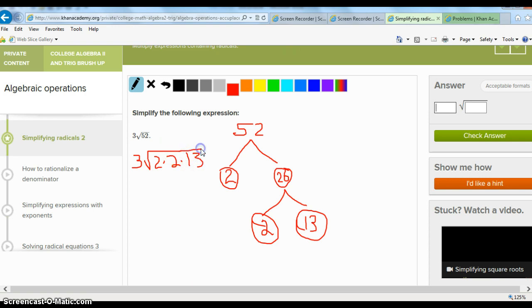Extend that radical sign out a little bit. Okay, here I have 2 times 2. The square root of 4 is 2, so I'm going to pull that out front. Take it times that 3 that's already there. And I have 13 left under the radical sign. 2 times 3 is 6. 6 square roots of 13.